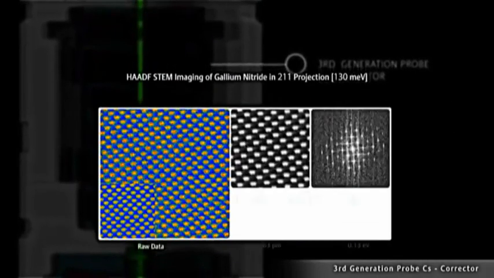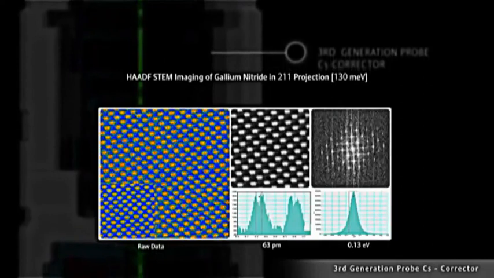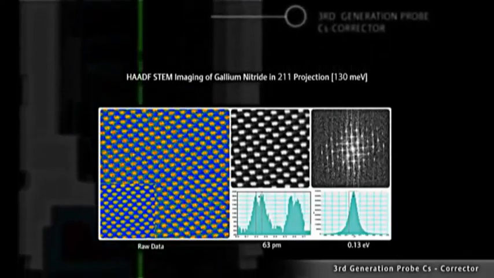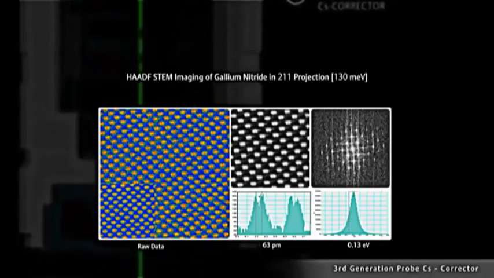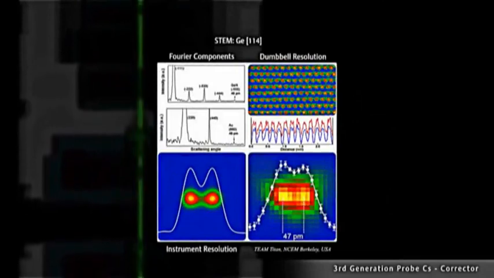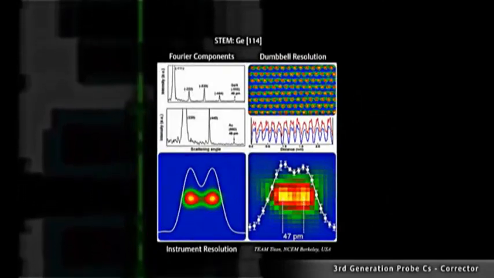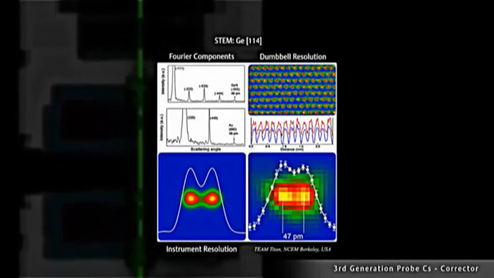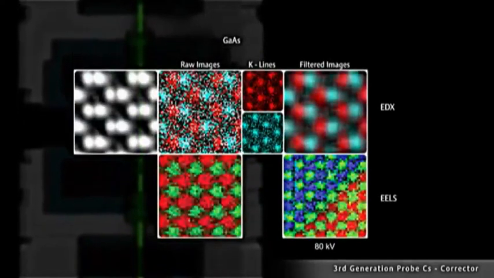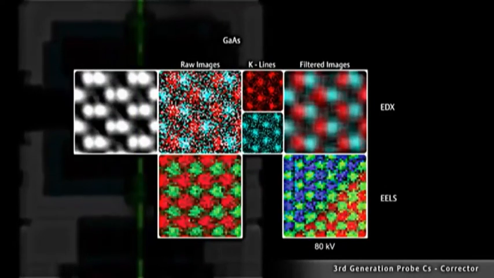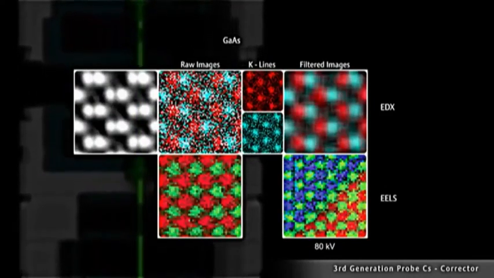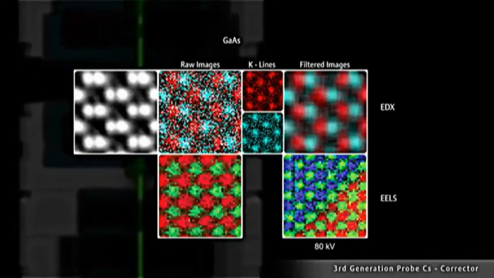63 picometers can be resolved in the high-angle annular dark field STEM detector imaging of gallium nitride in 211 projection with an extremely high energy resolution of 130 millivolts. By using the TEAM project microscopes, even the germanium dumbbell with a spacing of 49 picometers can be resolved using HR STEM. In combination with an EEL spectrometer or Super X detector, atomic chemical mapping reveals the polarity of gallium arsenide or the chemical change at perovskite interfaces.